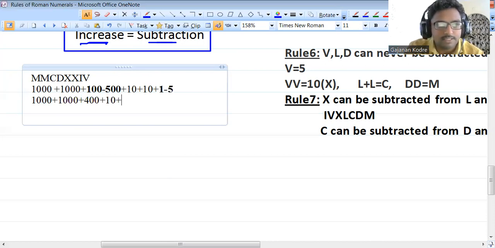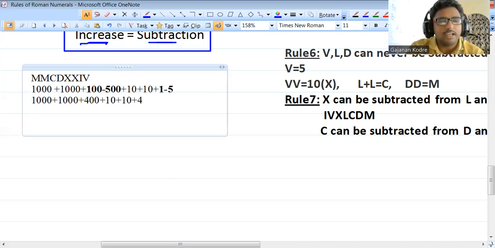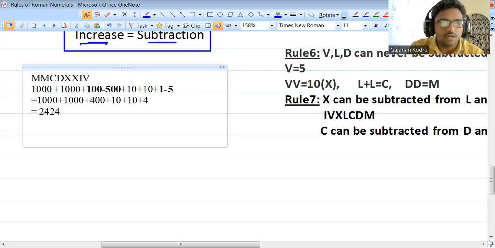Yes, 10 plus next 10 plus 1 minus 5. 1 minus 5 cannot be done. So 5 minus 1 will do. 5 minus 1 कितना होगा? 4. And in this way, now all the numbers are in addition. So here you can get the total of it. So what is the total of it? Yes, the total of it 2424. I hope you all have understood.